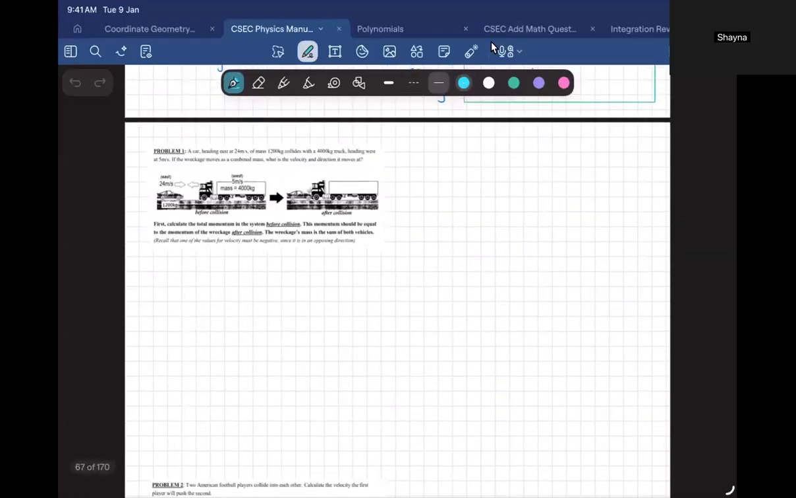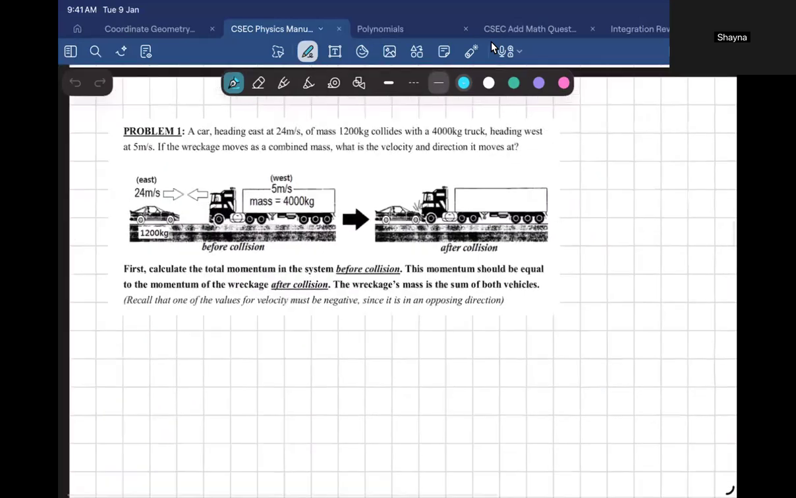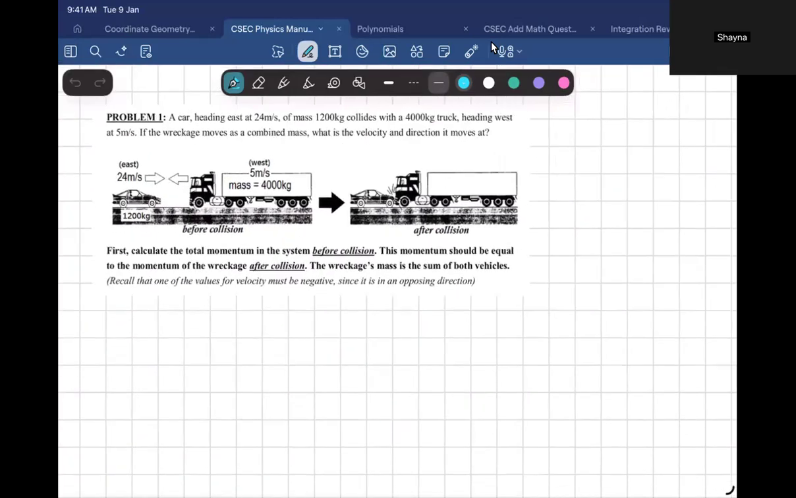Right, so just to recap, the law of conservation of linear momentum said that the total momentum before should be equal to the total momentum after a collision, right? Yes, sir. And what was the formula for momentum? Mass times velocity, right? Yes. P is equal to mv. So give problem one a read.